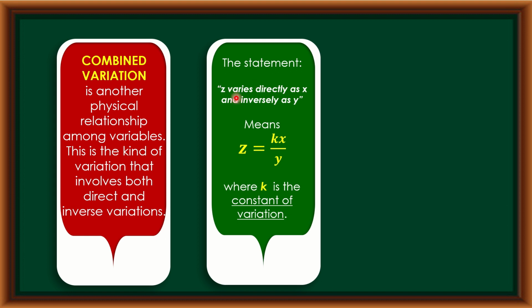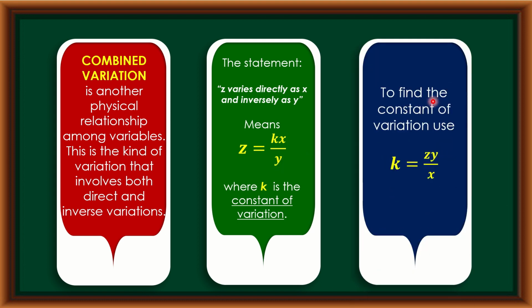So as you can see in our statement, the first variable is written at the left side of our equal sign, varies directly as x, which is the same in direct variation. We just simply multiply our constant term and the variable given, and inversely as y. Therefore, y will be our denominator, same as in inverse variation. So to find the constant of variation, we use the equation k is equal to z times y over x.